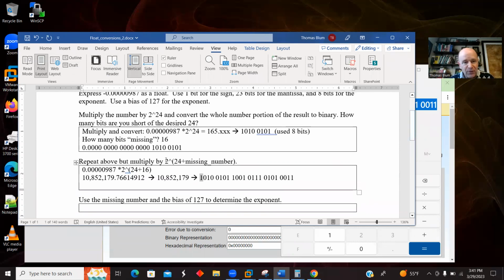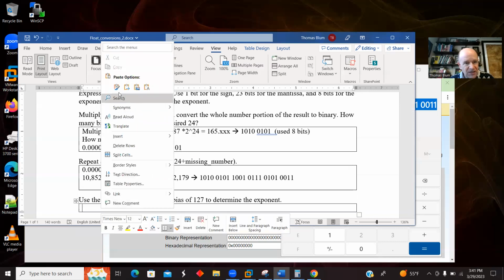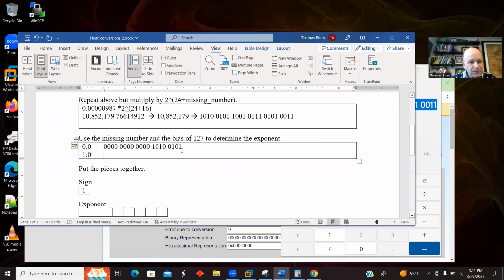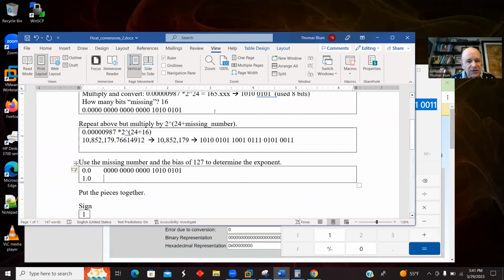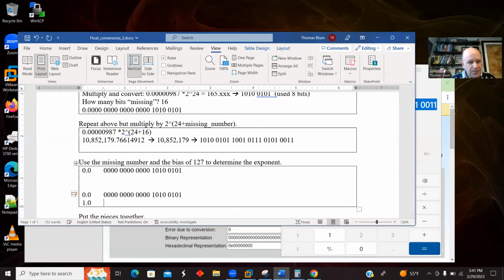And now I want to figure out my exponent. So I'm going to take what I had originally, where those 16 zeros were in the front, and copy. Something weird going on in that cell. There it is. Okay.